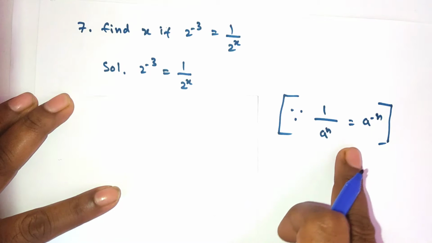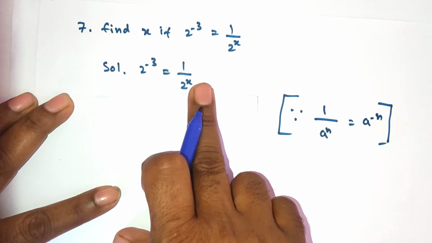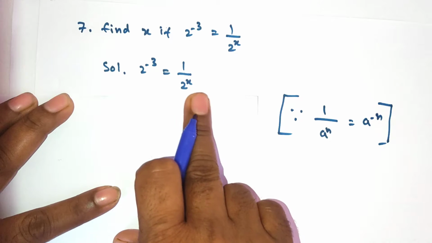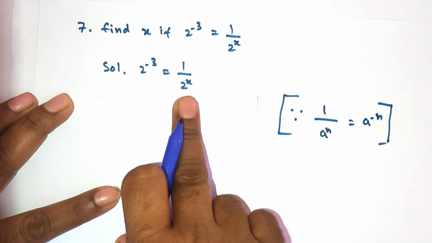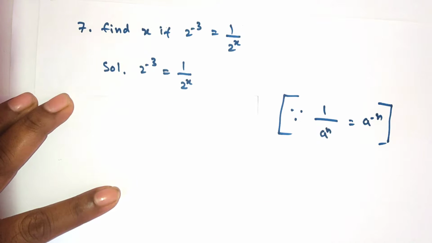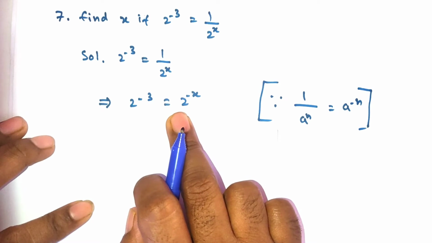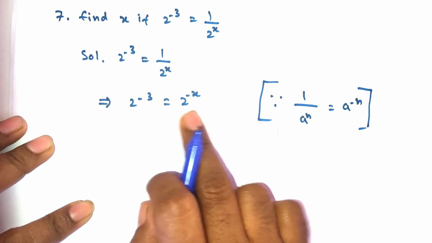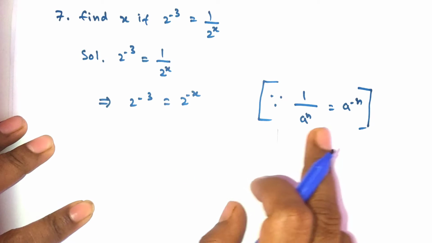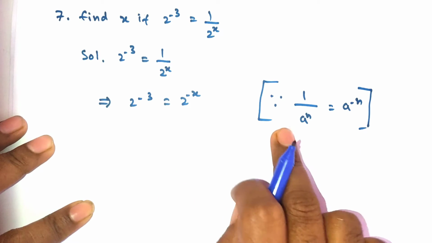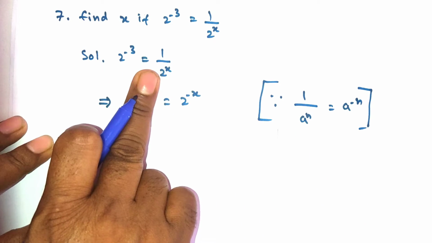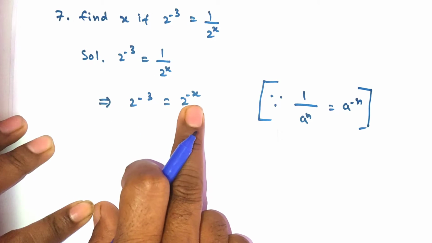And by using this law, let us see how we can write this. We can write 1 by 2 to the power of x as 2 to the power of minus x, based on this law of exponents.